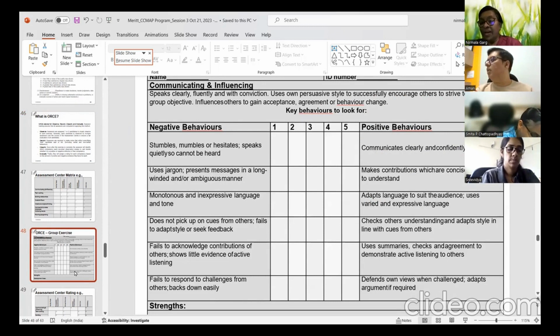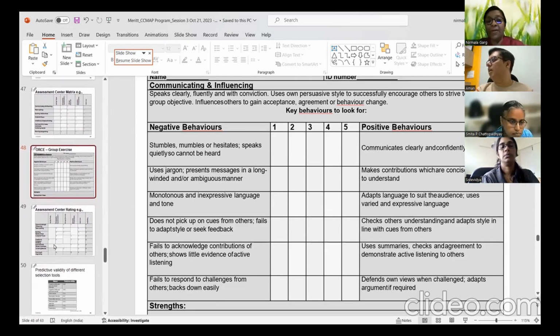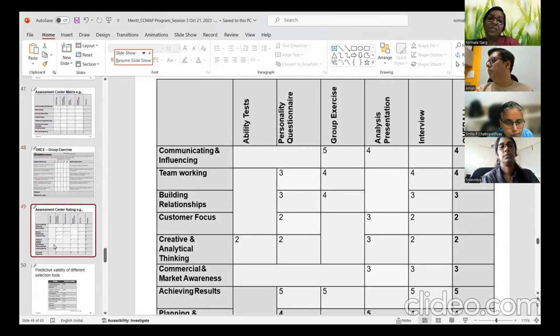Yes. You know exactly what classify is now. Once you see this, you put it as a negative or positive behavior of that particular competency, such as communication, influencing, etc. And once you do that, all the assessors sit together, evaluate, and come to a consensus on whether the person is at a 2 or a 3 or a 4 or a 5. Okay. All right. Now these are all the competencies. These are all the exercises.